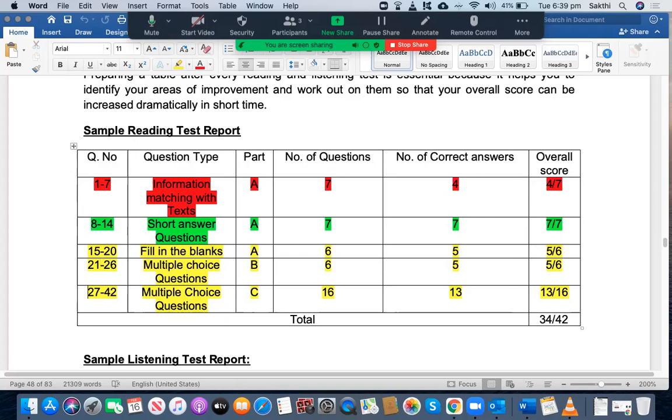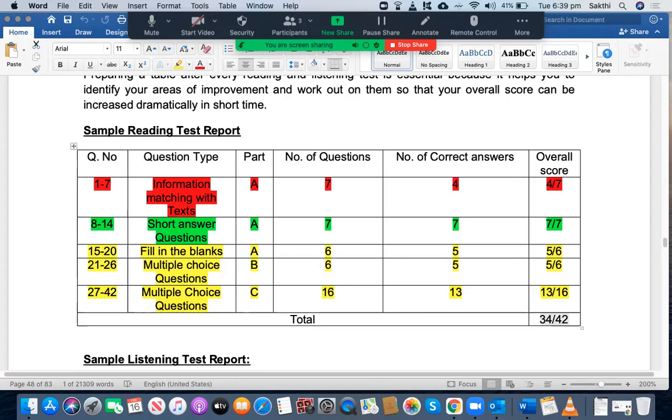Look at the other questions, that is 27 to 42. They are multiple choice questions that fall under part C, and there are 16 questions, and I have got 13 out of the 16, which is good. It's not that bad. It's really good. So the overall score, when you look at this, is 34 out of 42, which is really good.